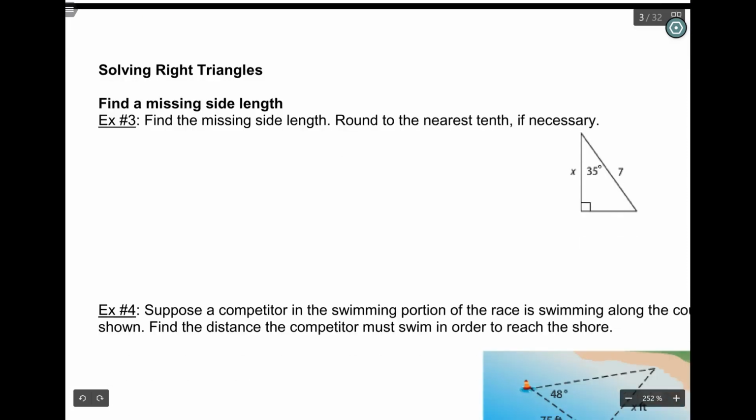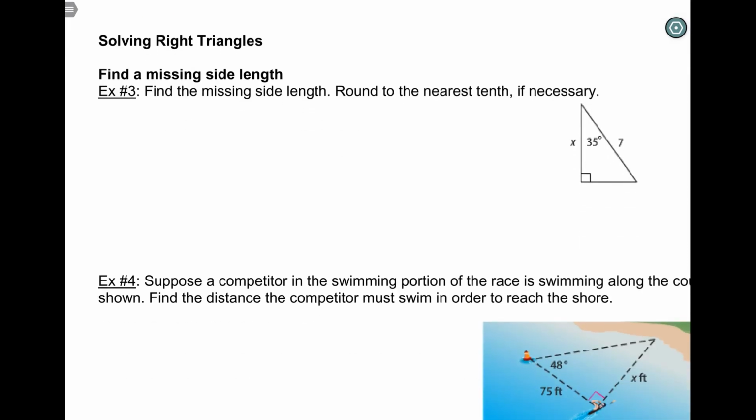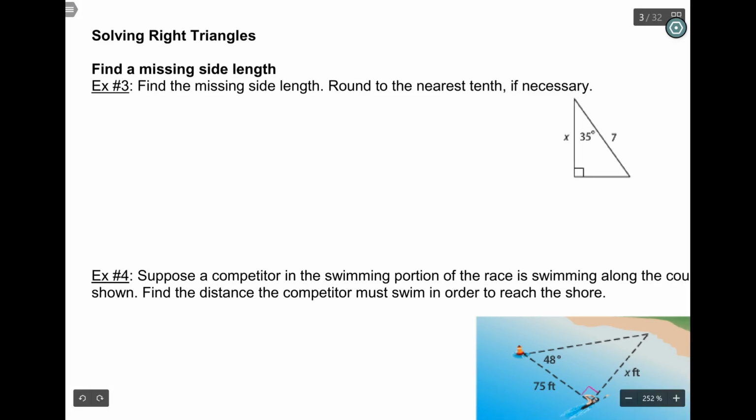So, solving right triangles. Find the missing side length, round to the nearest tenth if necessary. Alright, so we're finding the missing side length here. I'm going to label this as my hypotenuse. Our angle is 35 degrees. And then this length right here that we're trying to find is x, and it's the adjacent side. Oops, let me fix that color. So this x is the adjacent side, and that's what I'm trying to solve for. So I need a trig value that uses adjacent and hypotenuse.